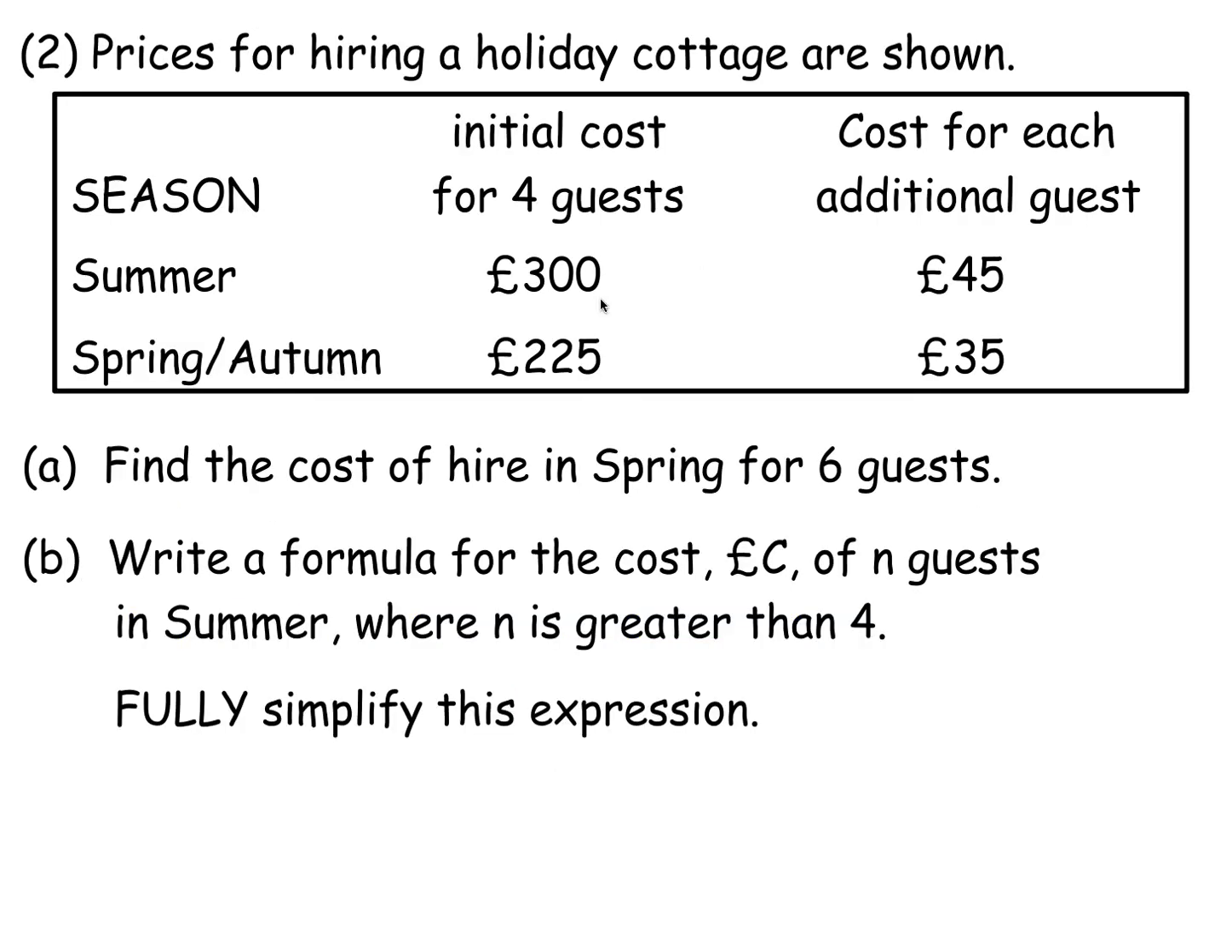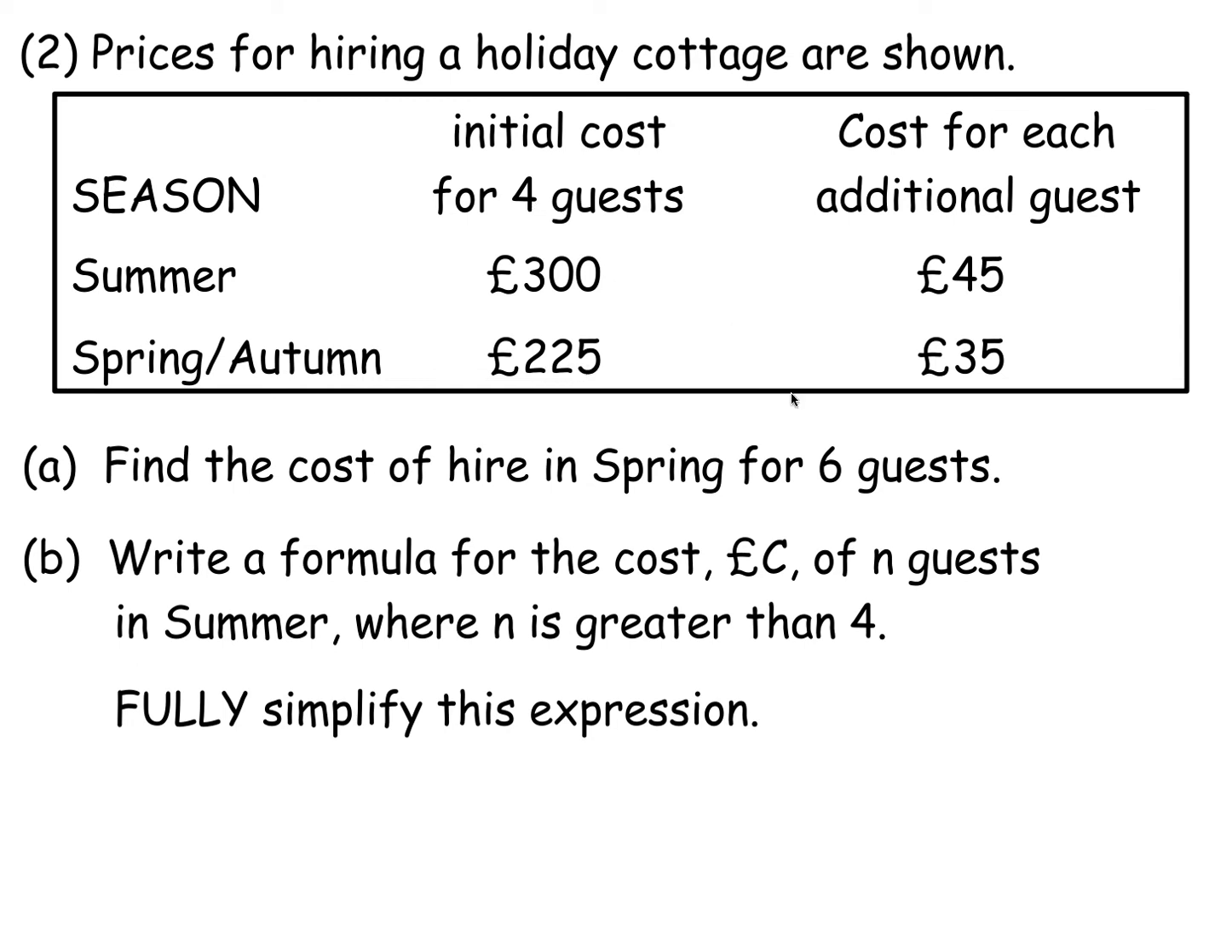Here's another example. This is the cost of hiring a holiday cottage. It depends on the season. The hire's for 4 guests, but if you take extra, there's an additional charge per guest. So find the cost of hire in spring for 6 guests. So spring, autumn, £225 hire.